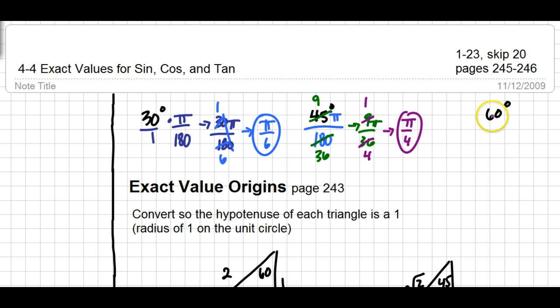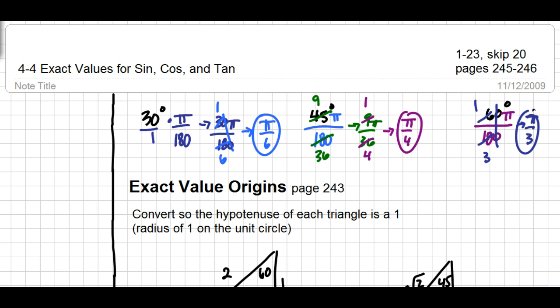On the last one here, if I've got 60 degrees that I want to convert to radians, I'd multiply by pi over 180. When I do that, I just get 60 pi over 180. Again, I'm back to canceling out zeros because there's a 0 on the end of both numbers. So I'm dividing both numbers by 10. 6 is a common factor now. 6 goes into itself once. 6 goes into 18 3 times. So I end up with pi over 3.